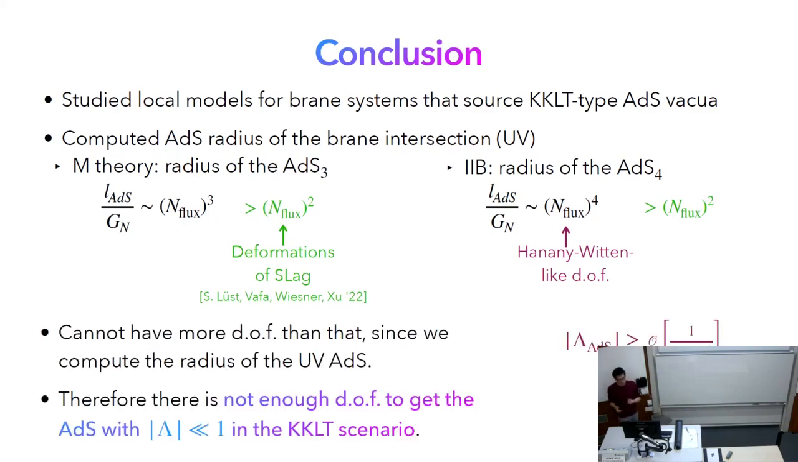However, it's not possible to have more degrees of freedom than that because we are computing the radius of the UV AdS. And so the new bound would be something like that the absolute value of lambda is bigger than something of order 1 over n squared, n to the power 4. And therefore we would get to the same conclusion as the Harvard group, which is that there are not enough degrees of freedom to get an AdS with an exponentially suppressed cosmological constant needed in the KKLT scenario.